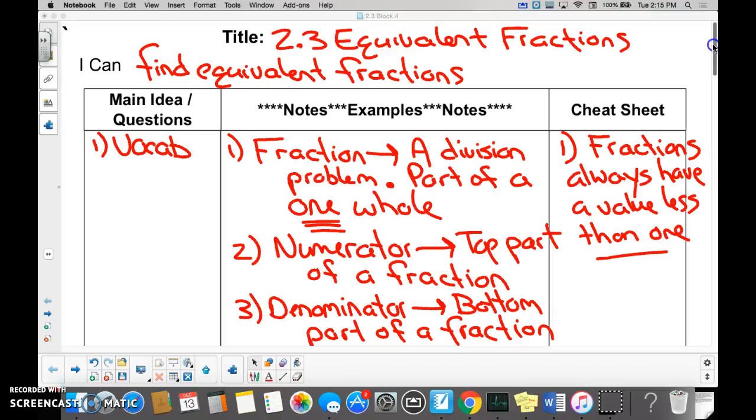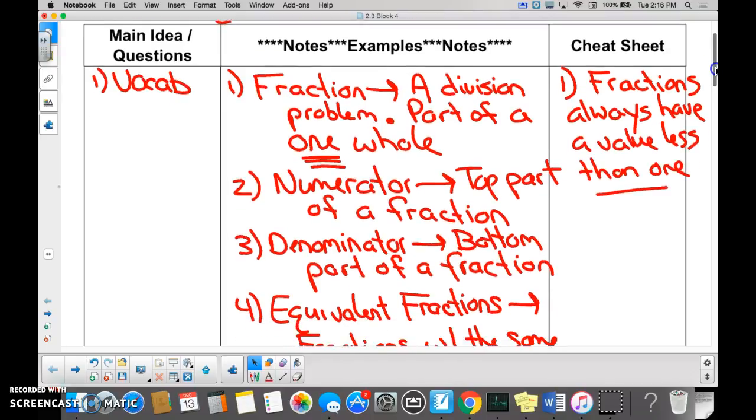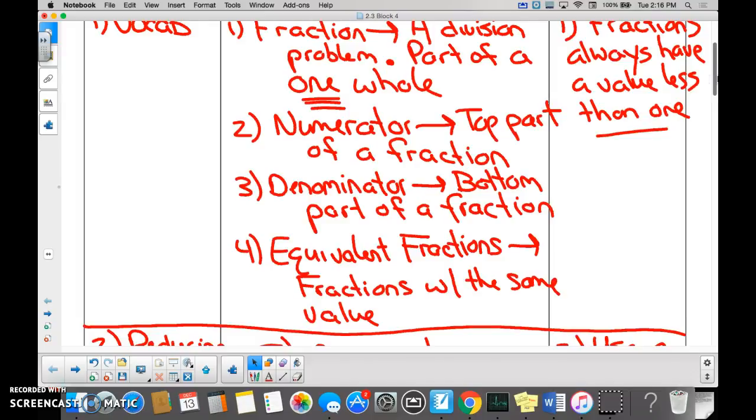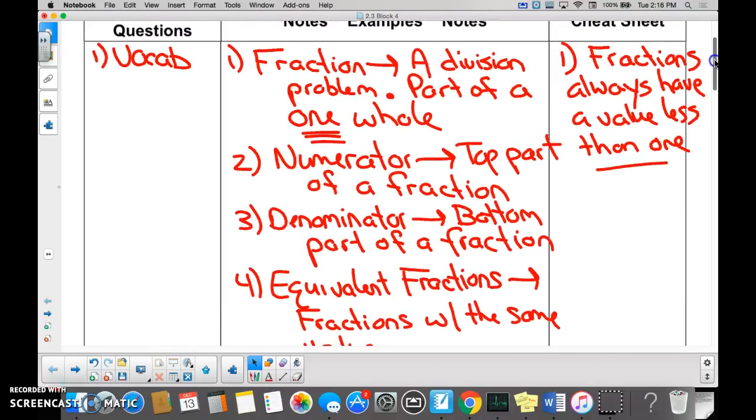So only by reducing. So our vocab is a fraction. It's part of a whole, right? Part of one whole. It's a division problem. We'll talk more about that later. Numerator is the top of the fraction. Denominator is the bottom of the fraction. And equivalent fractions have the exact same value.